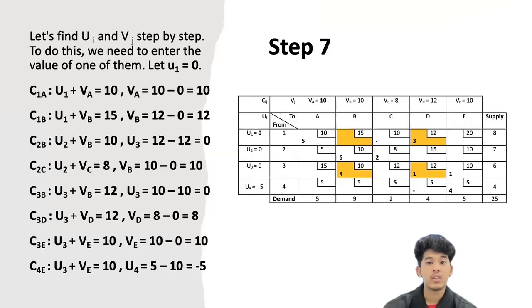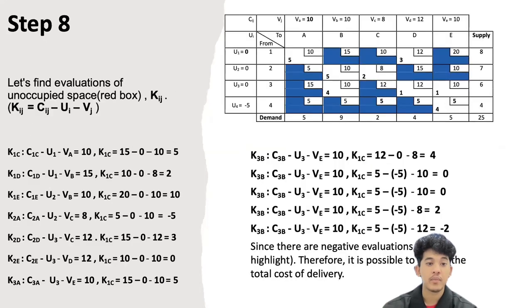So next, you need to find Ui and Vj step by step. Is this the same as before? Let's say that Ui is equal to 0 and you will get this answer. And then you need to find the Kij, which is equal to Cij minus Ui minus Vj.